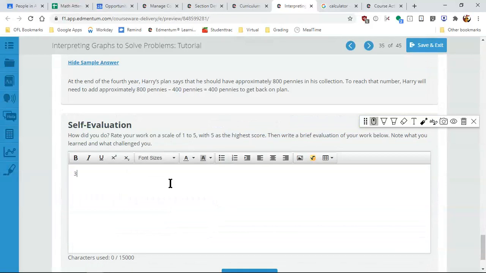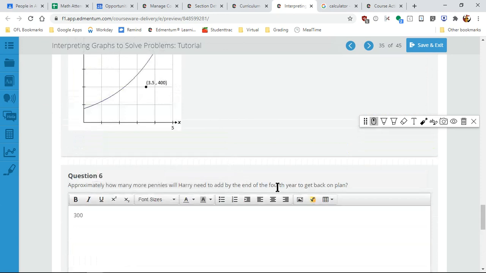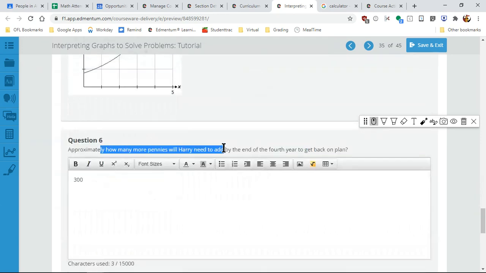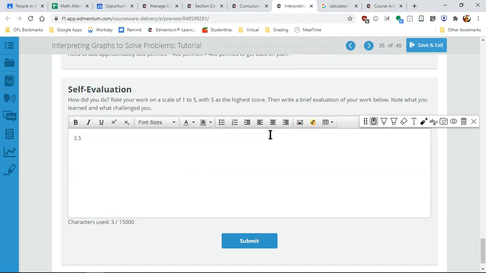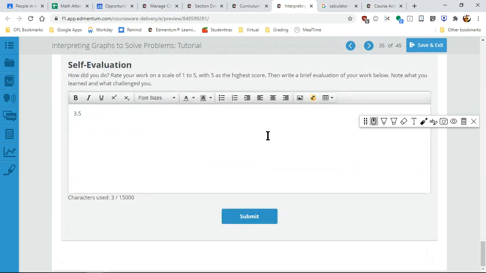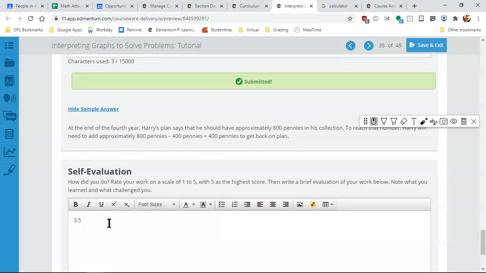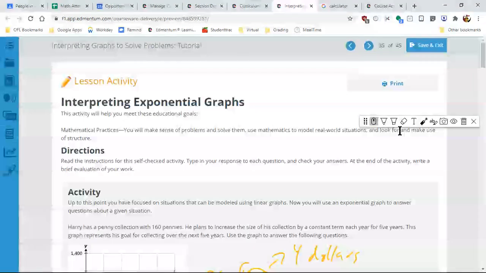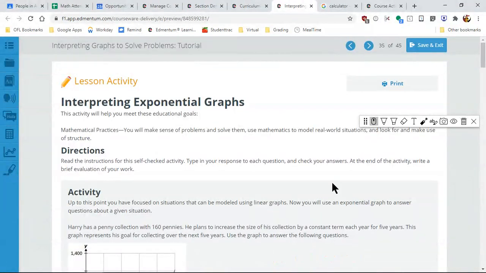For the evaluation, I would honestly give myself like a 3.5. I had a hard time understanding what it meant by fourth year, what it meant by how many more pennies he would need at the end of the fourth year. The wording was very tricky. So even though I showed you guys the answers, I myself would only give myself a 3.5 because of all the tricky wording. And again, there's nothing wrong with not understanding it right away, guys. Math is all about trying to figure out the answer.